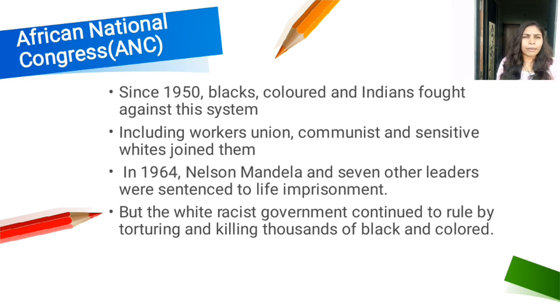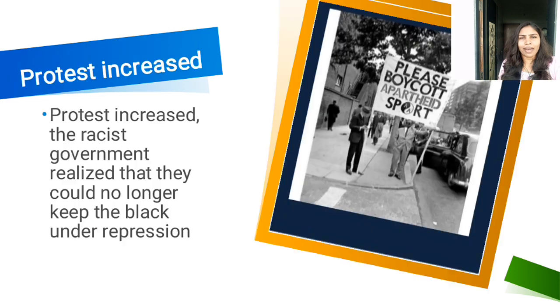Though the white people tried to suppress this movement by killing thousands of colored and black people, even then this movement did not stop. At last the protest increased, and they realized that they could no longer keep the black people under repression, and they gave independence to South Africa.